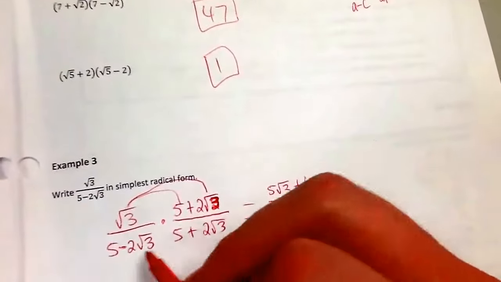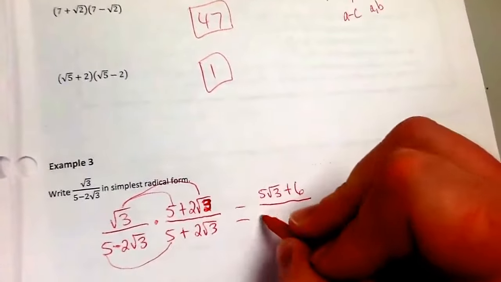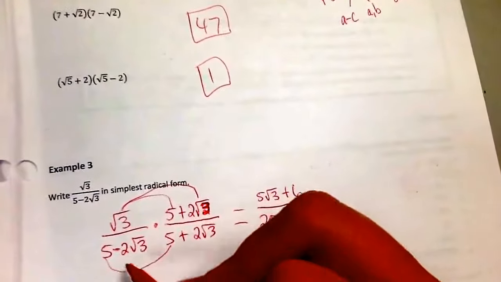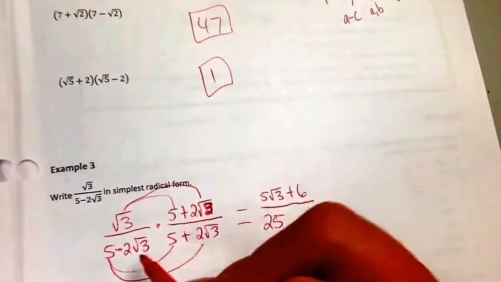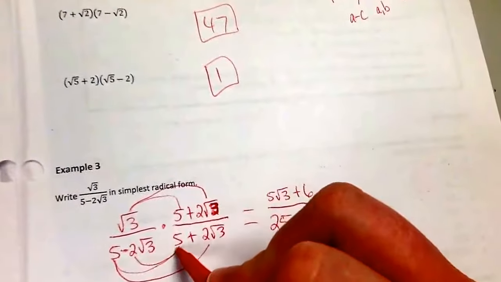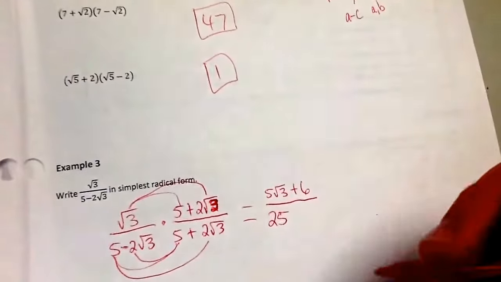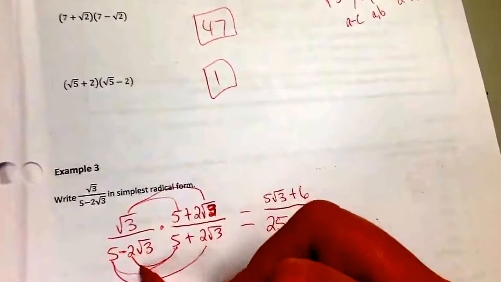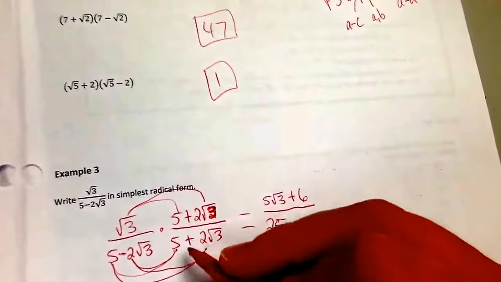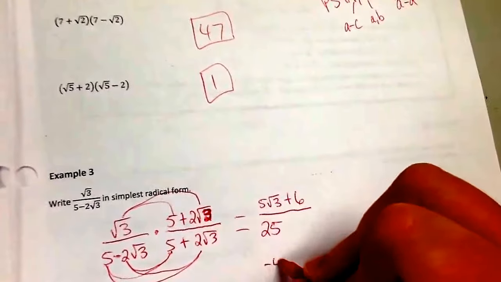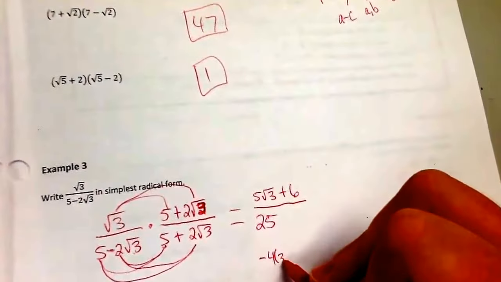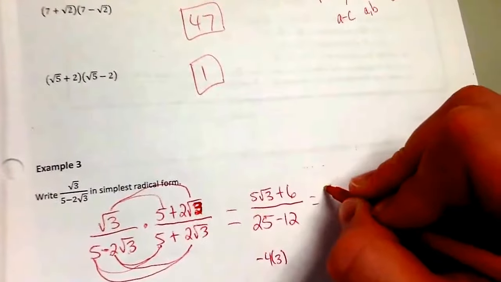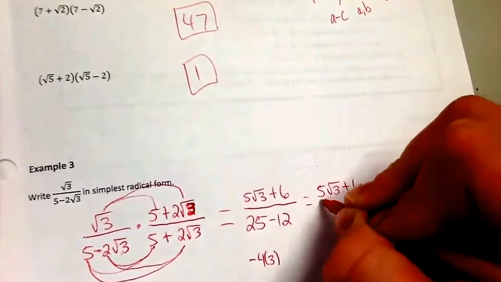over distributive property on bottom. 5 times 5 is 25. What's always going to happen to the middle on this? It's going to cancel. 5 times 2 root 3 is 10 root 3, and that's positive 10 root 3. You'd have minus 10 root 3, that's 0. You can write it if you want, if it helps you feel organized. I'm going to skip that one because I know it's 0. And then last, you got negative 2 root 3 times positive 2 root 3. Negative 2 times positive 2 is negative 4. Square root of 3 times square root of 3 is 3, so it's minus 12. So you end up with 5 square root of 3 plus 6 over 13.